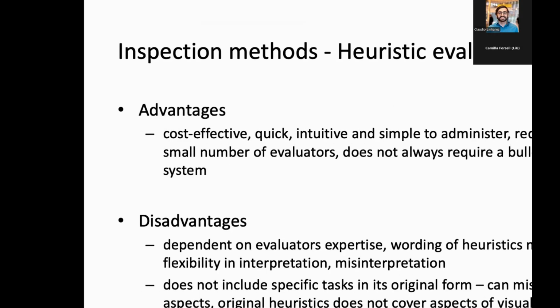These have been very advantageous. It's cost effective, it's quick, it's easy to learn, etc. But there are also disadvantages. Expertise can vary. It can be difficult to interpret the guidelines correctly, etc., etc.